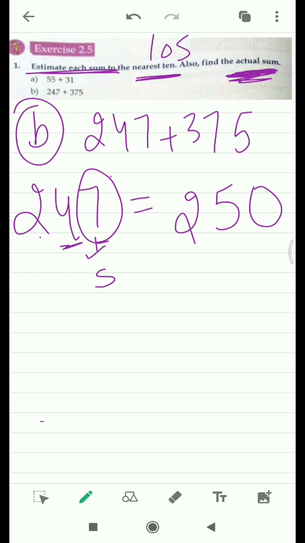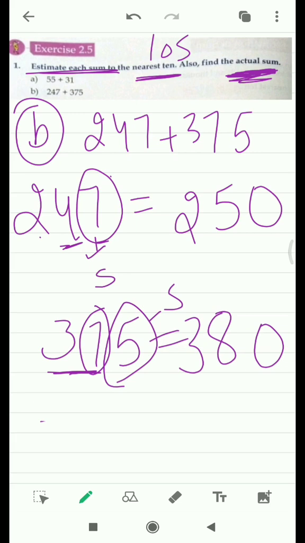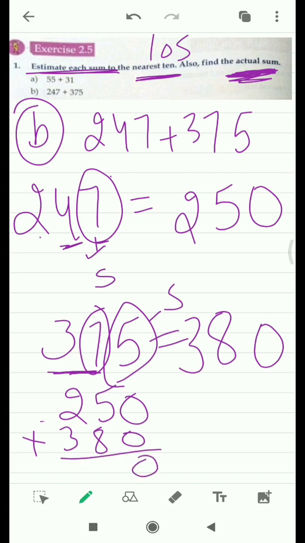Okay? Next, 375. Since it's round off nearest 10, so again this one digit will become 0. It's a strong digit, so it will push this 7 to 8, and this 3 will remain like this only. Now we have to add them. You just simply add 250 and 380. So you get this.